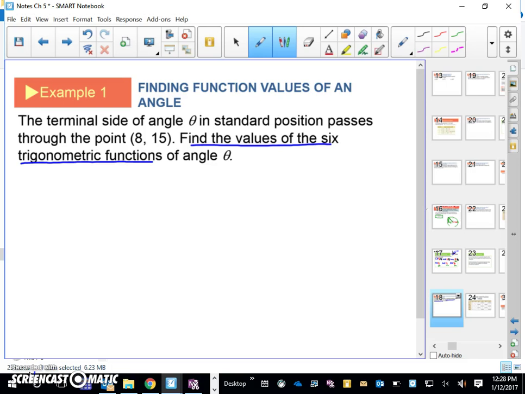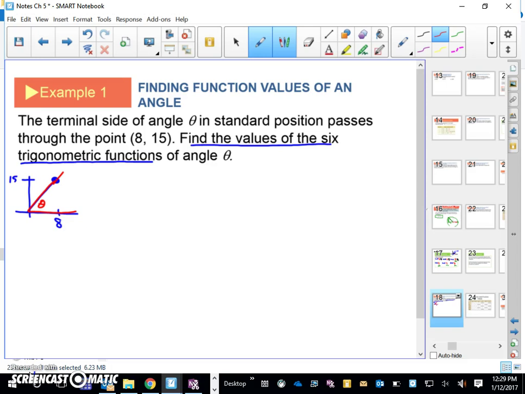So what you could do is draw a picture of this point (8, 15). 8 over, and 15 up. There'd be a point at (8, 15) right there, and so I can see what this angle would look like. My angle is in the first quadrant. But I'm not sure we even need to draw a picture of it.